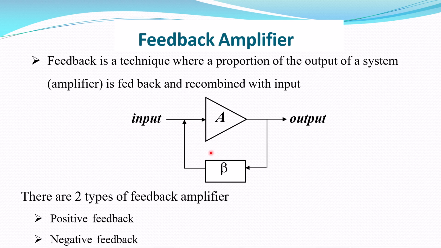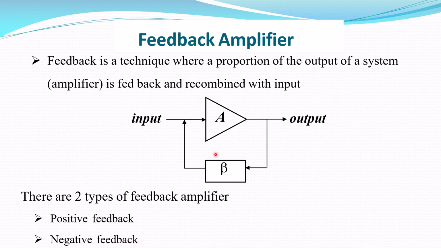The main purpose of the feedback amplifier is to reduce the distortion and to improve the stability factor and stability level of the amplifier circuit. Based on the input and output signal of the amplifier circuit, it is classified into two types of feedback amplifier. The first one is the positive feedback amplifier and then the negative feedback amplifier.